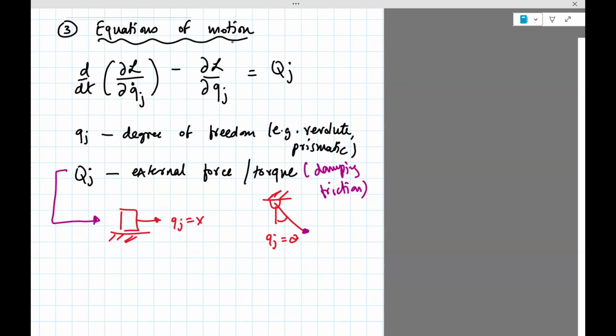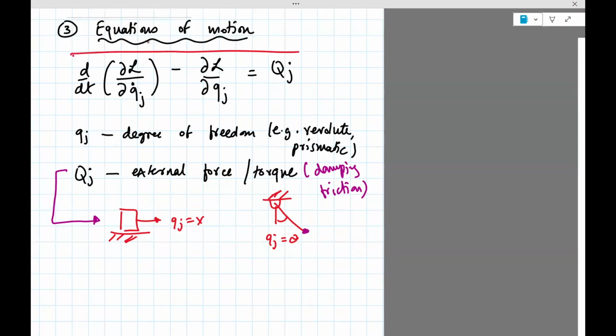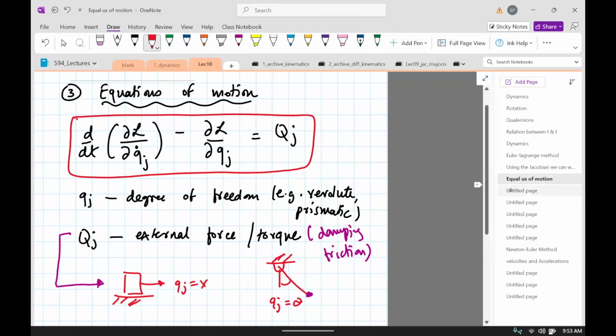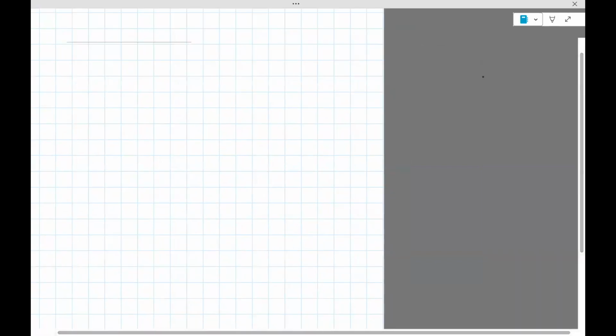Okay, so let me just illustrate this. I think getting that derivative equation is sometimes not very intuitive. Like, how do you really do this? So I'll give you a simple example of a single link pendulum. It's easy to derive that by hand. So let's do that. Here is an example of application of Euler-Lagrange equations.